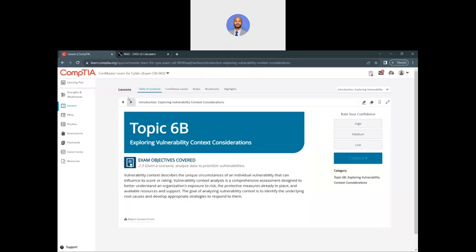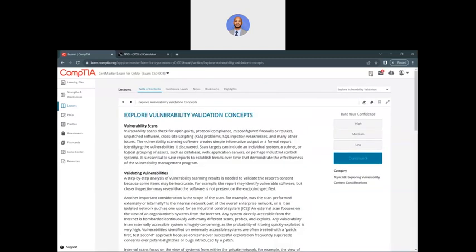So we're going to roll into topic 6B, exploring vulnerability context considerations. Vulnerability scans check for open ports, protocol compliance, misconfigured firewalls or routers, unpatched software, cross-site scripting problems, SQL injection weaknesses, and many other issues. They have uncredentialed and credentialed scans that we learned in lesson 5, where essentially they are designed to crawl across the network. They have scripts, they poke and prod across the network, and they try to see if there are characteristics of certain services, certain systems on the network that identify the risk of a potential exploit.